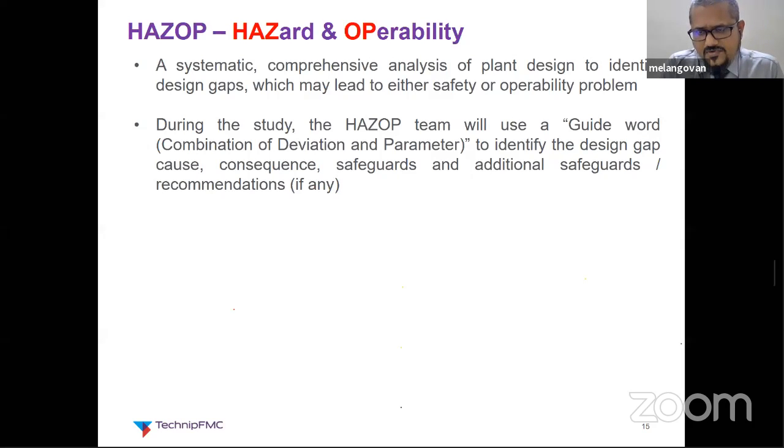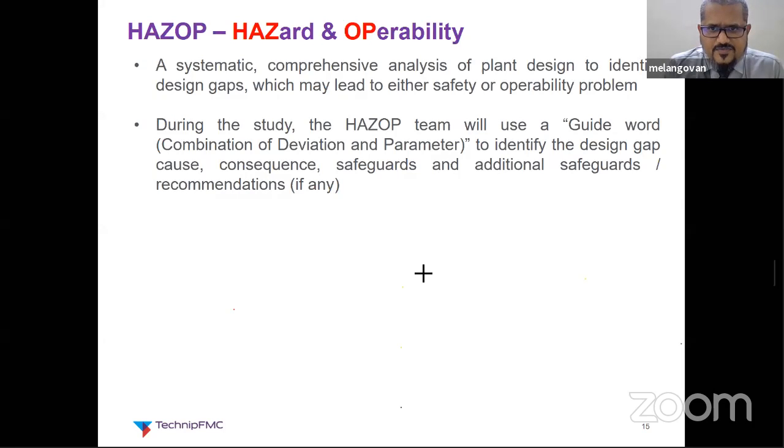Okay, in the hazard review, we look into the hazard perspective. We are not looking more into the operability perspective. In HAZOP, we look at both the hazard as well as operability. So, what is HAZOP? A systematic, comprehensive analysis of plant design to identify the safety gaps, which may lead to either a safety or operability problem.